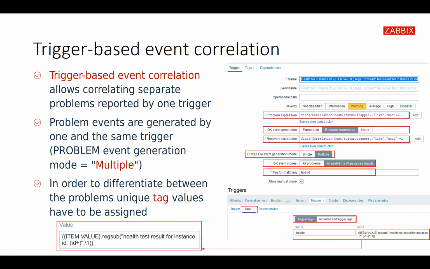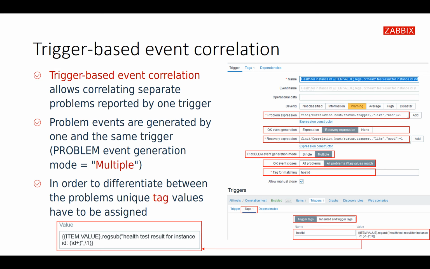Trigger-based event correlation allows you to correlate separate problems reported by one and the same trigger. Like I've already mentioned, you're monitoring SNMP traps with just a single item, and you set up a trigger which reacts to incoming values received by this item. This data can reference different entities, and you would like to create a problem event which would be marked with the entity it relates to. Then when you receive recovery information, you would like to only close the event to which this recovery information refers.